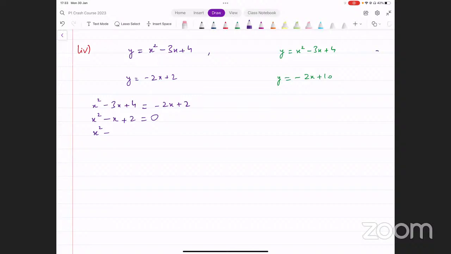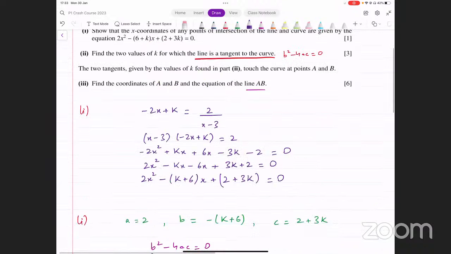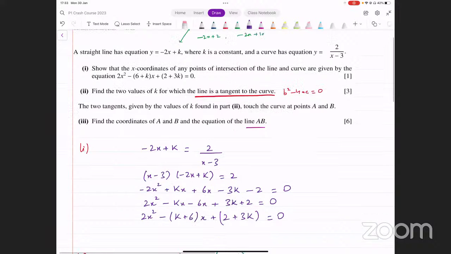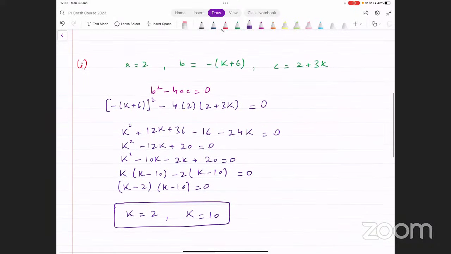Let me just check the working again. We've got x squared minus 3x plus 4. That is correct. Okay, I'm sorry, I just had the previous equation in my mind.